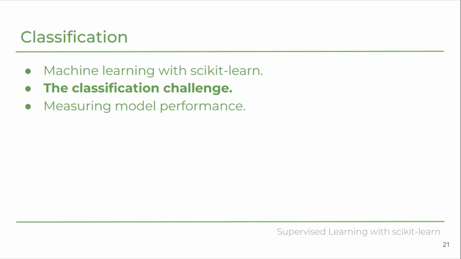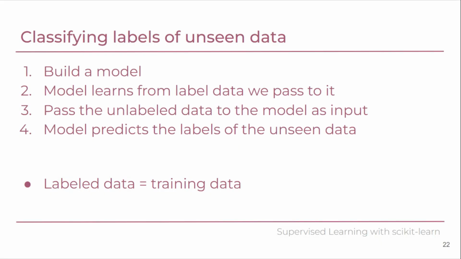Previously, we learned that supervised learning uses labels. Let's discuss how we can build a classification model, or classifier, to predict the labels of unseen data. There are 4 steps. First, we build a classifier, which learns from the labeled data we pass to it. We then pass it unlabeled data as input, and have it predict labels for this unseen data. As the classifier learns from the labeled data, we call this the training data.